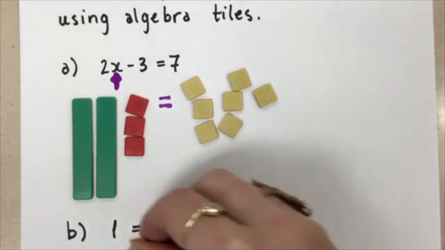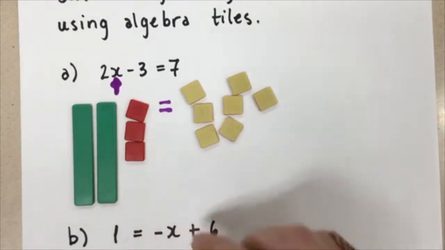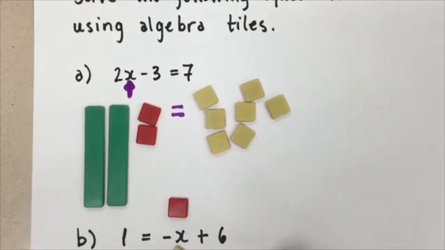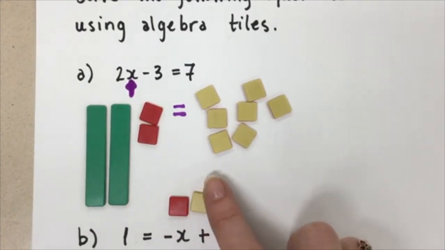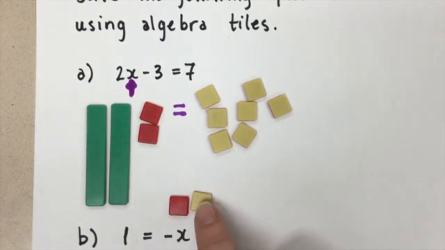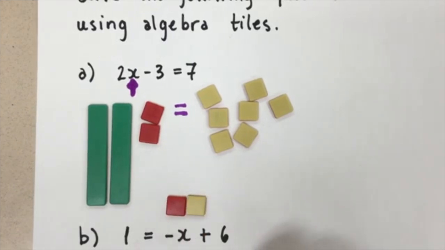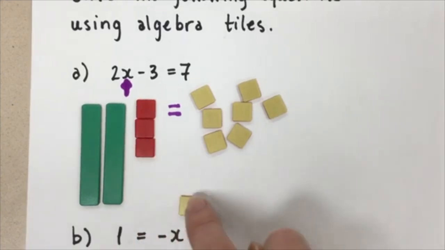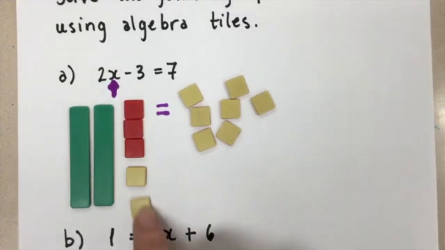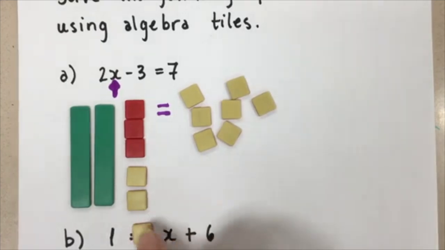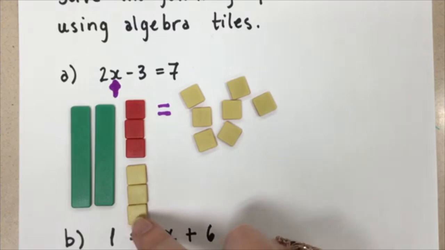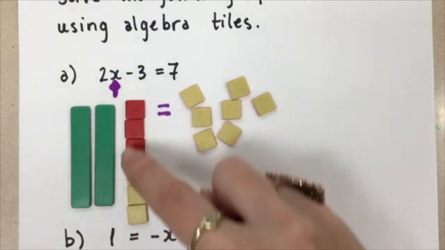So remember we talked about 0 pairs. A 0 pair is when we have a negative tile and a positive tile of the same size. So we have a negative 1 and a positive 1. They together make 0. So we want to use 0 pairs here. If I want to get rid of negative 3, I add positive 3 like this, because those will all become 0. They're all 0 pairs here.